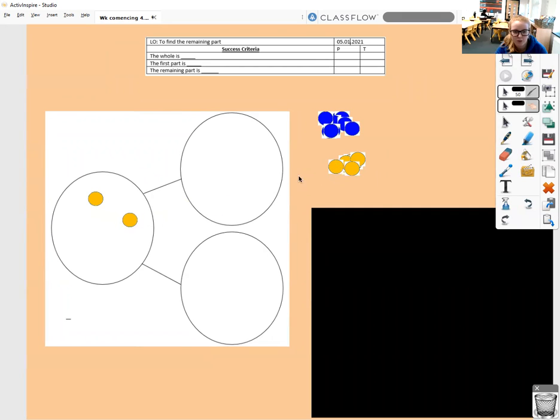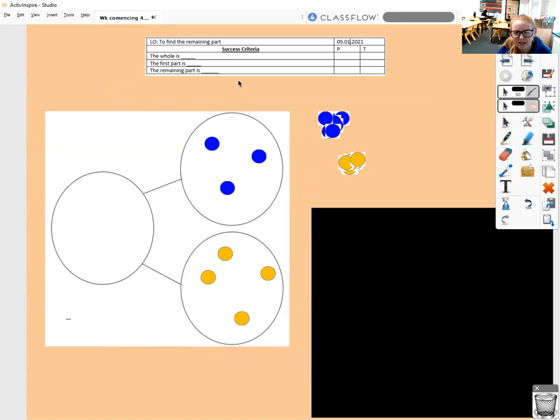So this time I'm going to start with a more tricky one. What is my whole? The whole is, let's count, 1, 2, 3, 4, 5, 6, 7. The whole is 7. The first part is, let's move these counters. The first part is, let's count, 1, 2, 3. The first part is 3. The remaining part is, let's find out what the remaining part is. Let's move these counters into our other part. The remaining part is 1, 2, 3, 4. The remaining part is 4.